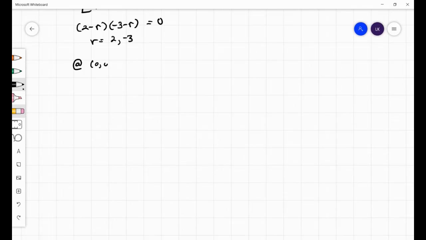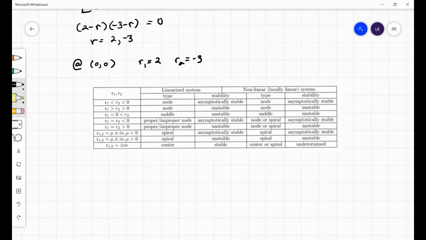At the equilibrium (0, 0), you get two eigenvalues, one positive and one negative, both real numbers. For the previous linear systems, that was an unstable saddle, and it's still an unstable saddle for our nonlinear system.